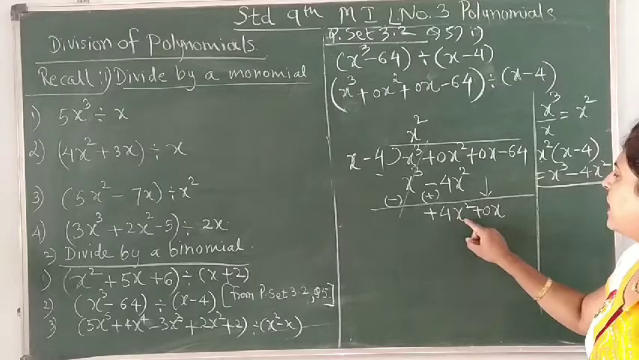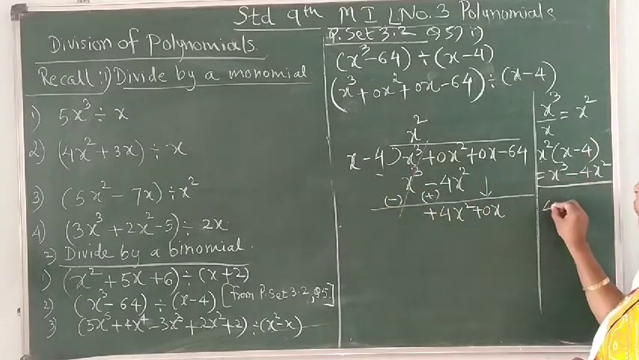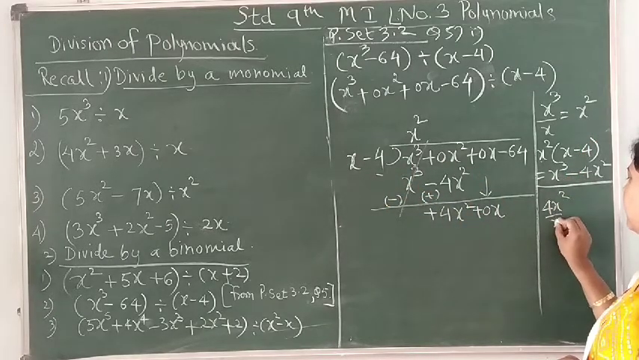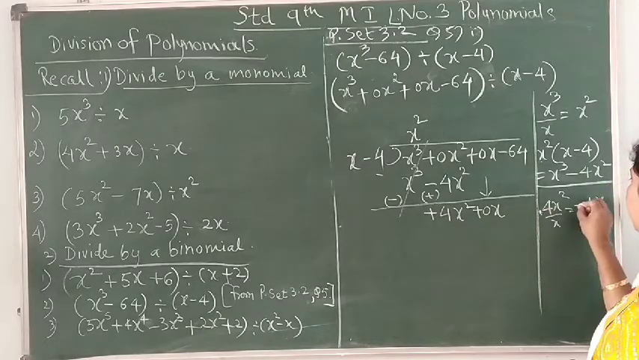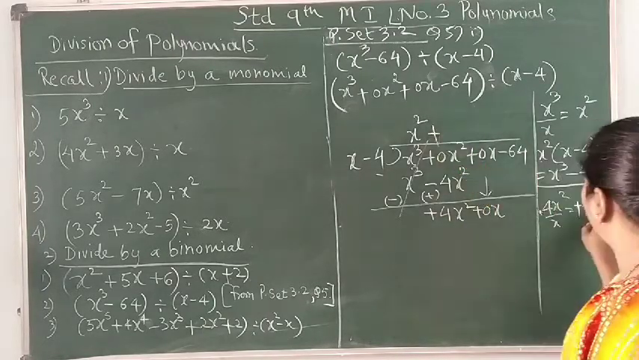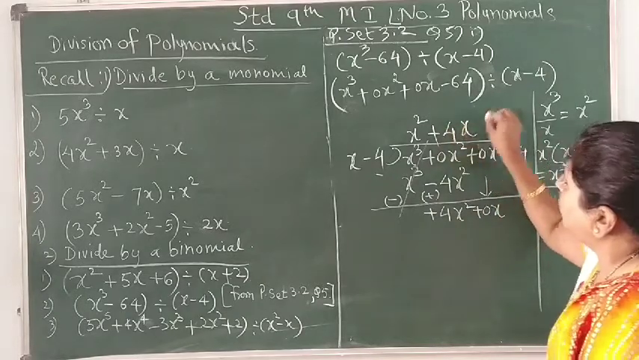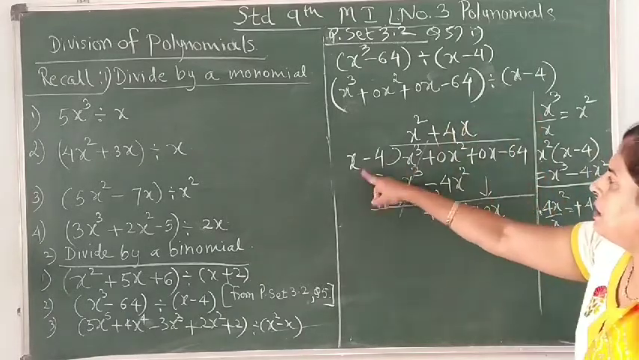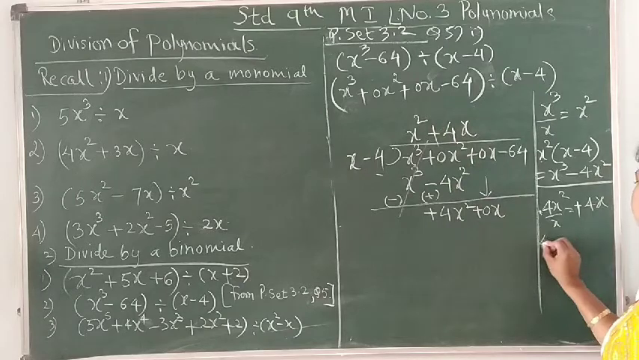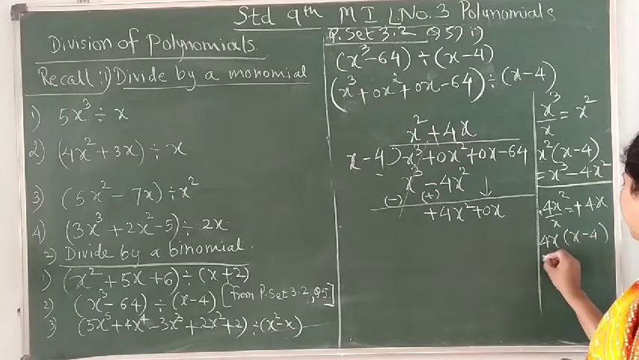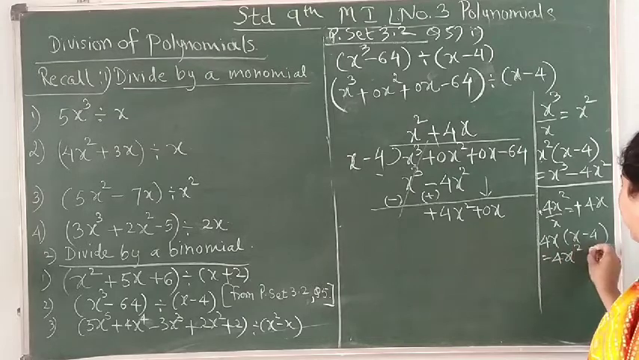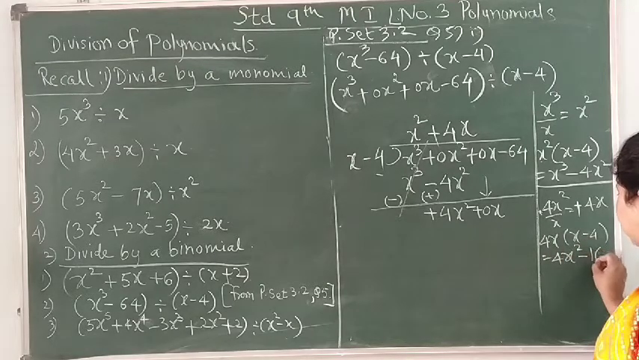So 4x square divided by x, you will get 4x. Of course the sign is plus, so this is also going to be plus. So here the quotient is going to be plus 4x. Multiply here 4x into x minus 4. We get 4x square minus 4 4s are 16x.